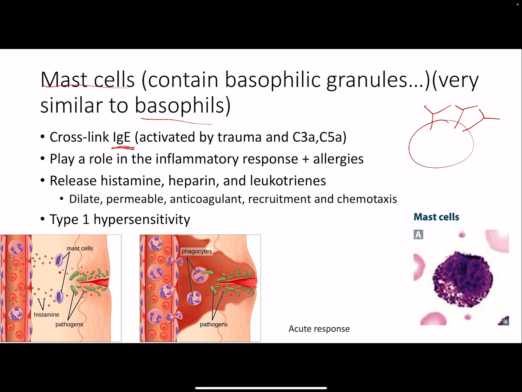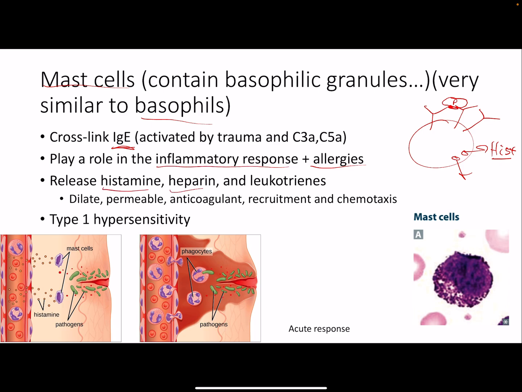And the binding of a pathogen, so this is my pathogen here, P for pathogen, cross-links. If it connects these two antibodies, that is going to cause a degranulation where we start to release a bunch of histamine, other molecules as well, but especially histamine. This plays a really large role, as many of you are probably aware, in allergies and just a generalized inflammatory response.